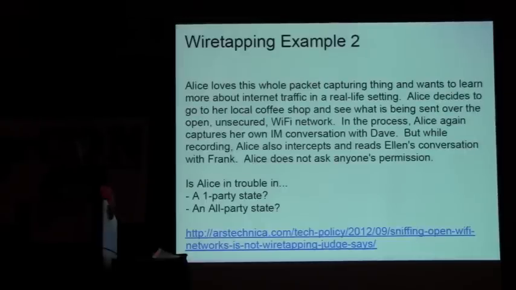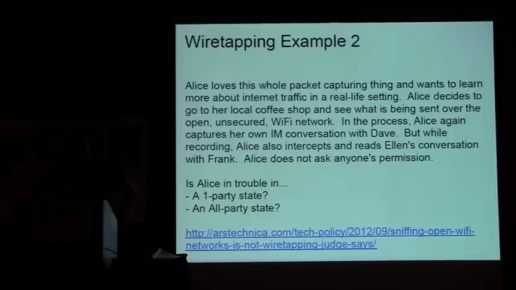Is she in trouble? Well, it seems kind of obvious. We already went over the one with Dave, so maybe, maybe not. It seems pretty obvious that for the conversation between Ellen and Frank, she doesn't know these people. She's just reading what they're writing each other over the internet. It seems like, duh, it's wiretapping. What else do you need? But there was a court case just last month, and unfortunately the URL gives away the punchline, but whatever.